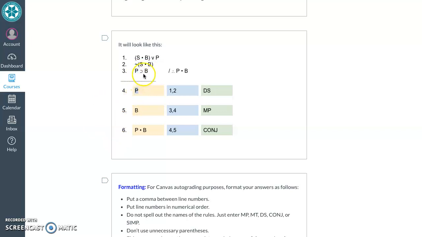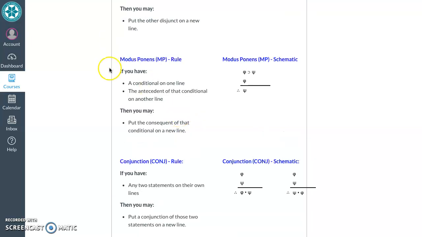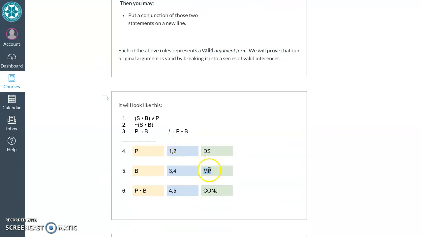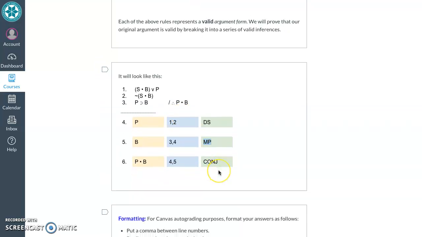line. So I can infer, derive, put on a new line the consequent of that conditional, and I'll justify doing it by citing the two lines I looked at, lines 3 and 4, and the rule that says I can do that. If you have a conditional and you have the antecedent, you can put the consequent on a new line. Modus ponens. Finally, I'm ultimately trying to show that this conclusion follows from these premises.